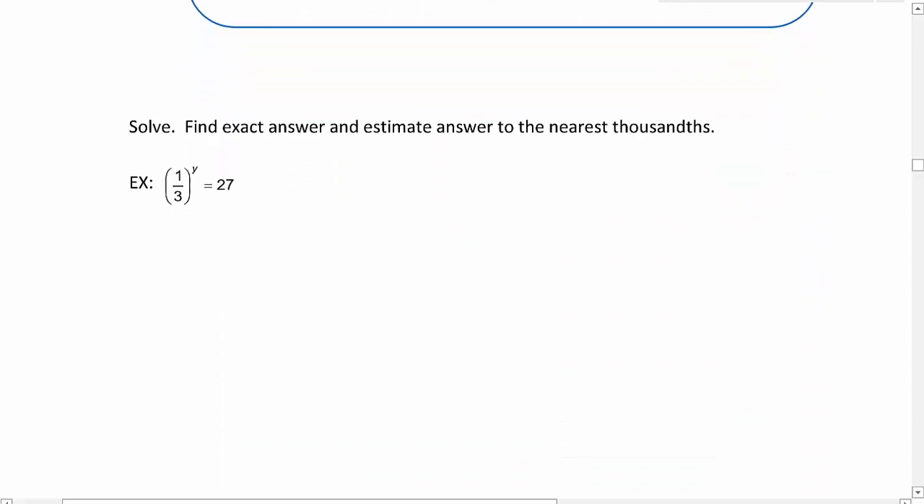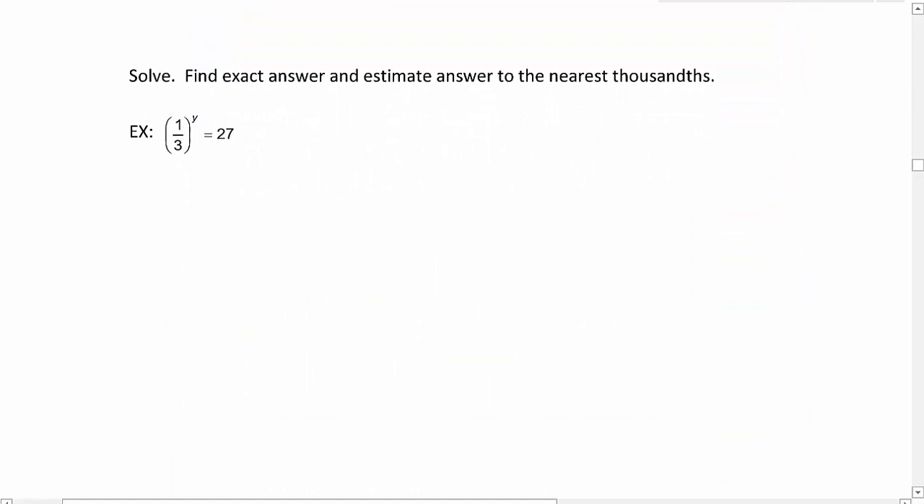Okay. So let's solve. We'll find the exact answer and estimate answer to the nearest thousandth. So like I said, I always try to do the one-to-one property, try to rewrite each side as the same number to a power. So I look at 1/3 and 27, and they're both related to 3. We know that 27 is 3 to the third, and then 1/3, that is 3 to the negative first.